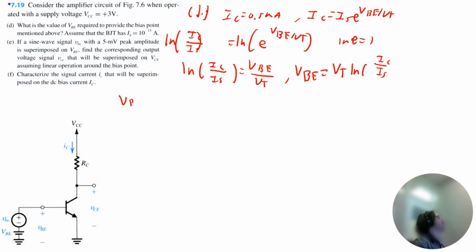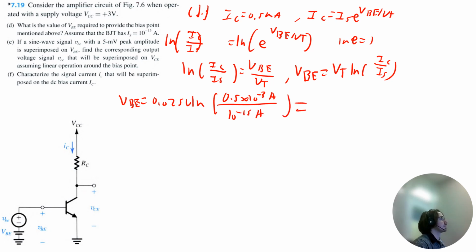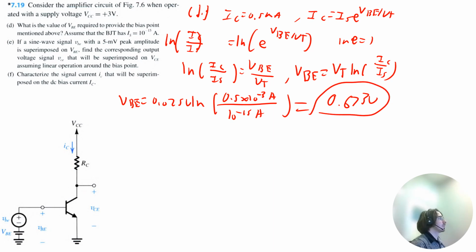And now we just need to plug in our values. So that'll be 0.025 volts times the natural log of 0.5 milliamps, which is 0.5 times 10 to the negative 3 amps, divided by IS, which is stated to be 10 to the negative 15 amps. And I get that VBE is equal to 0.673 volts. Okay, let's move on to part E.